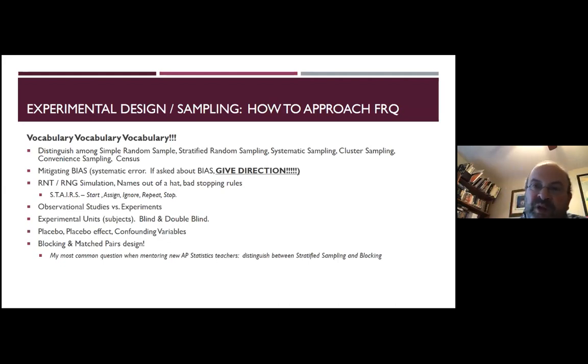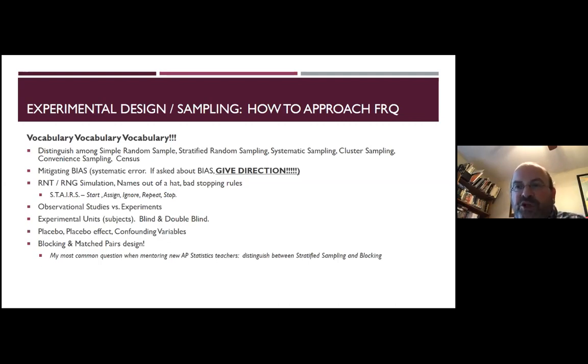We want to make sure that we can do a random number table or random number generator simulation, which is to say how you would pick names out of a hat. The random number table is very antiquated, but a nice, easy way to do it is using the acronym STARS: start, assign, ignore, repeat, stop. Where would you start on the table? What numbers would you assign? What numbers would you ignore? What would you do about repeats? And when would you stop?